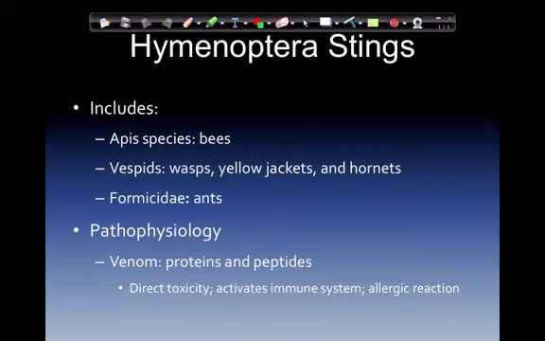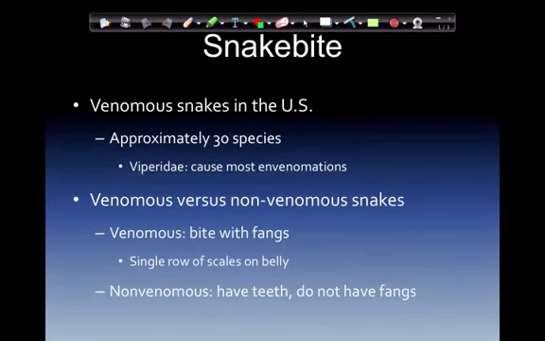Hymenoptera stings include Apis species, or bees, and Vespid species, which are like wasps, yellow jackets, and hornets. Most anaphylactic reactions occur from these species. Formicidae also, which is ants, and ants tend to get aggressive whenever you threaten their colony, their nest, or their hive, and this is all of them. So if you are threatening a hornet's nest or the queen bee, you're probably going to get stung. Physiology: venom is full of proteins and peptides with direct toxicity, and this activates the immune system, and an allergic reaction develops. That's what we worry about the most from these stings.